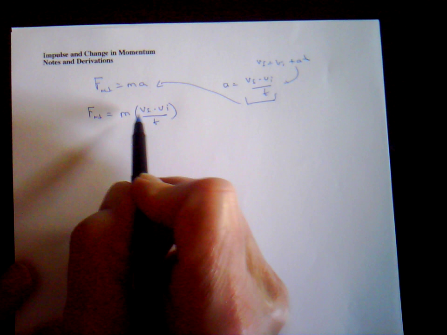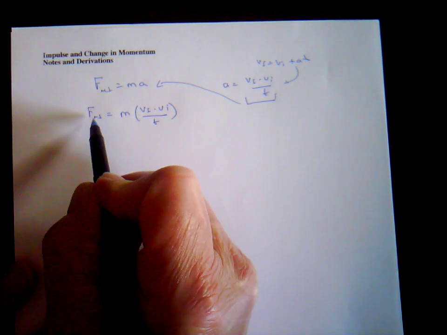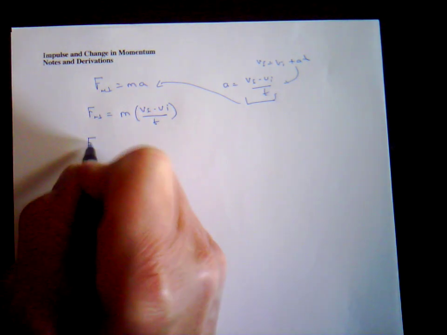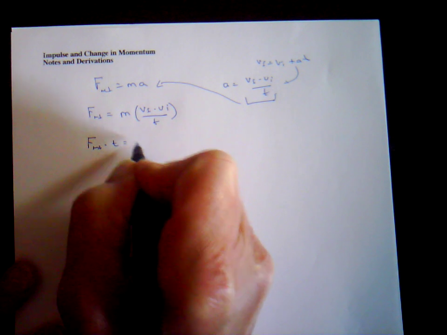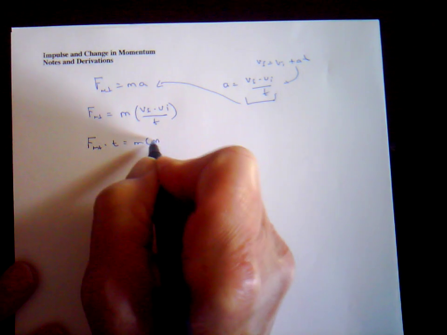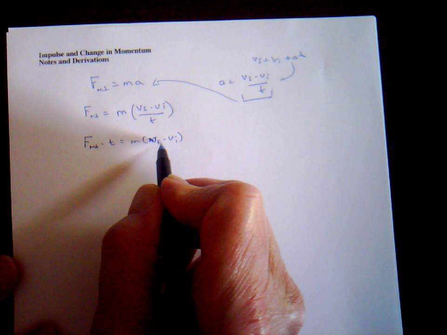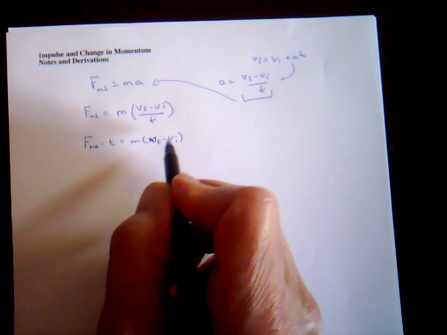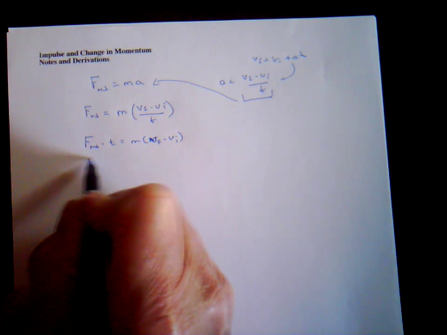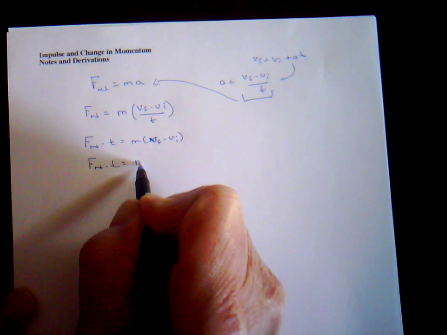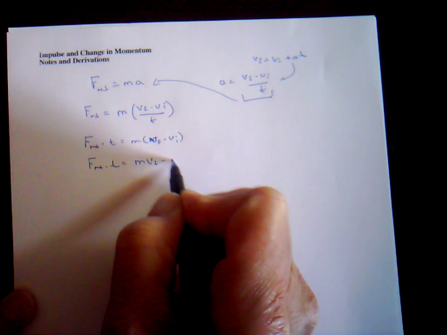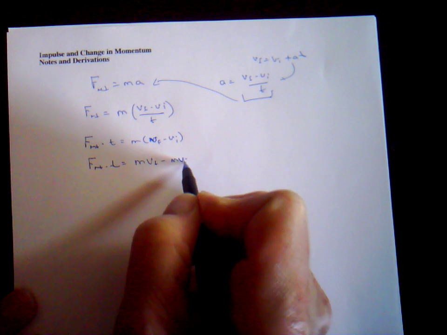I'm going to rearrange this equation a little bit. I'm going to move time to the other side of the equation, so I have to multiply both sides of the equation by time. This becomes net force times time equals mass times V final minus V initial. Okay? I'm going to change this just a little bit. Again, this is net force times time. I'm going to expand this out, multiply through by mass. It's going to be mass times V final minus mass times V initial.